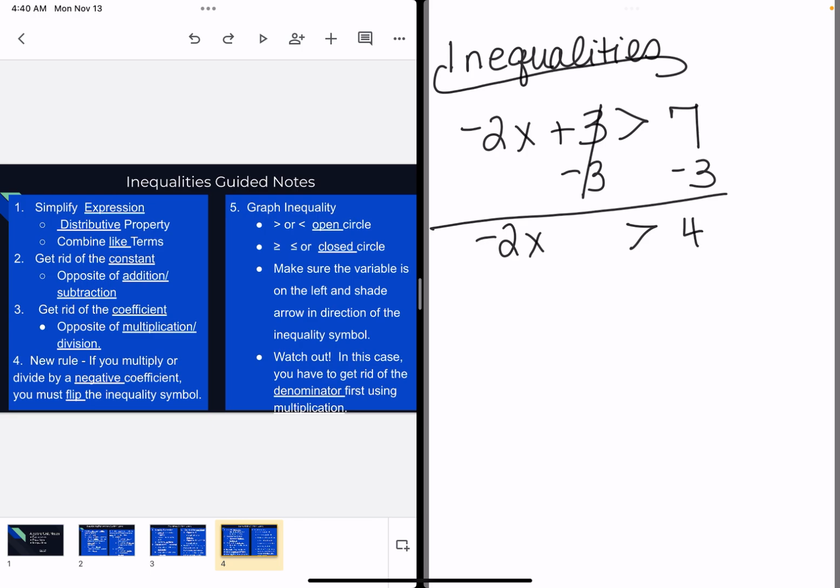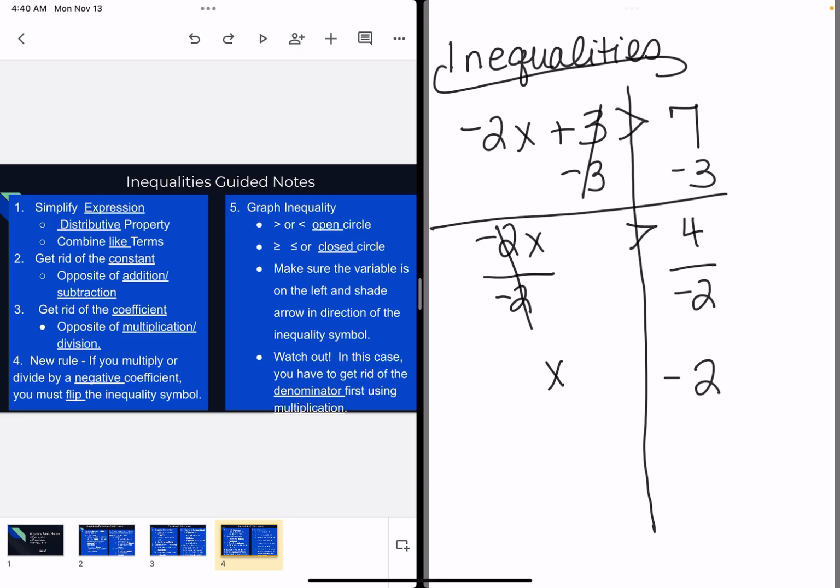Then I want to get rid of my coefficient. My coefficient is negative 2. So I'm going to undo negative times negative 2 by dividing by negative 2. I'm going to draw my line down because it just gets confusing otherwise. 4 divided by negative 2 is negative 2.